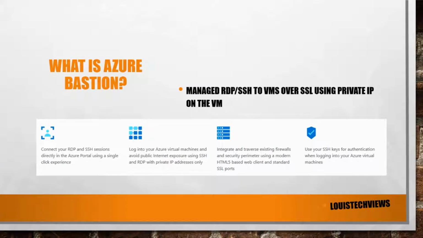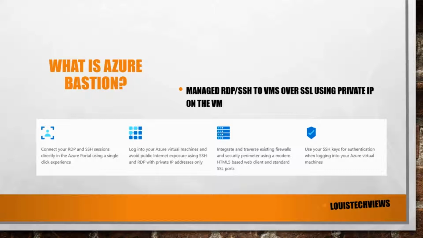So, what is Azure Bastion? At a very high level, you can think of Azure Bastion as a PaaS managed service that allows you to RDP and SSH into your virtual machines within your VNets over SSL using their private IP on the VM only. So for your virtual machines, you don't have to associate any public IP address with those virtual machines, and you'll still be able to access them across the public internet in a very secure fashion is what it allows you to do. And all of this occurs through the Azure portal.